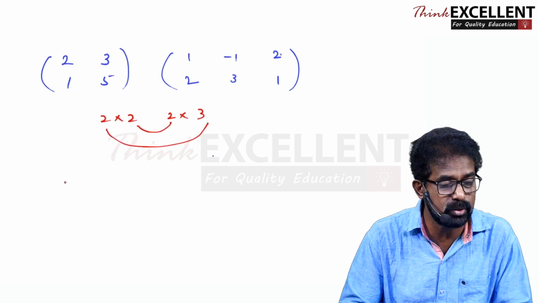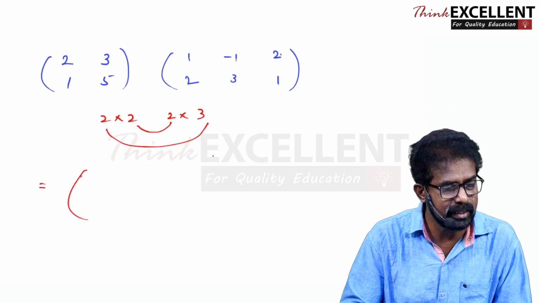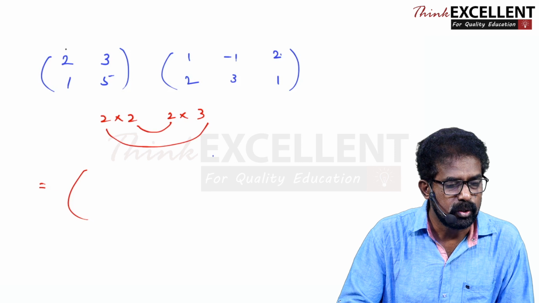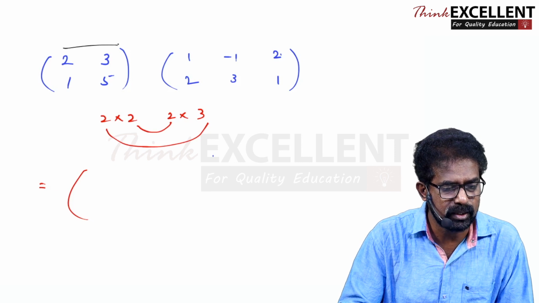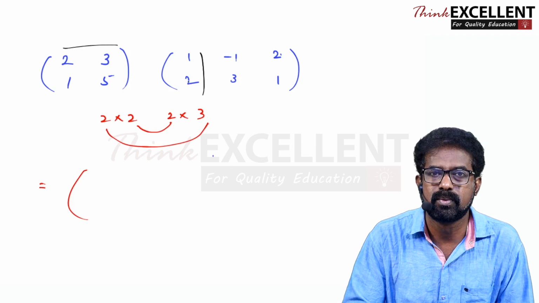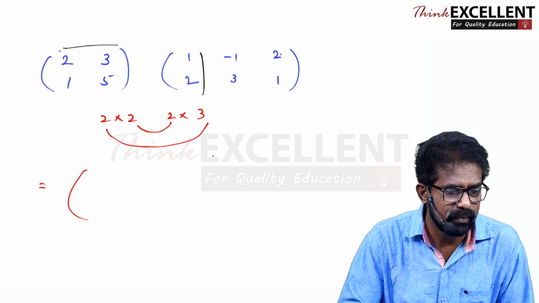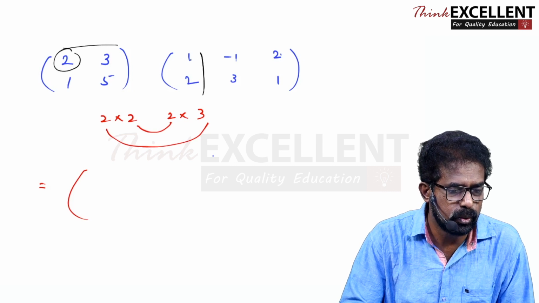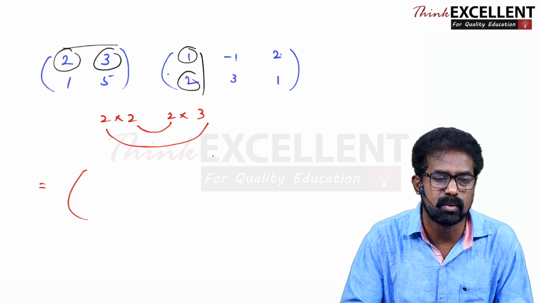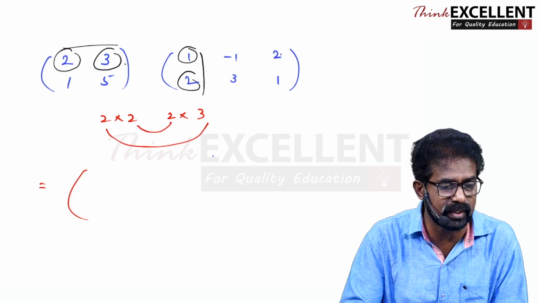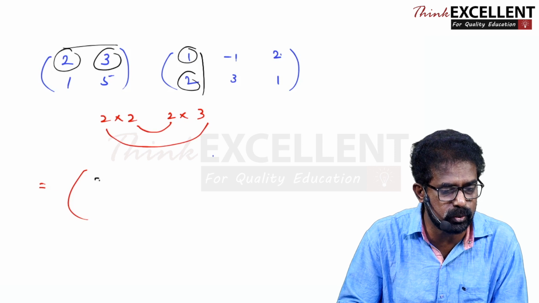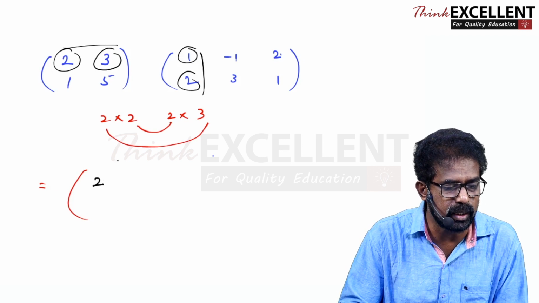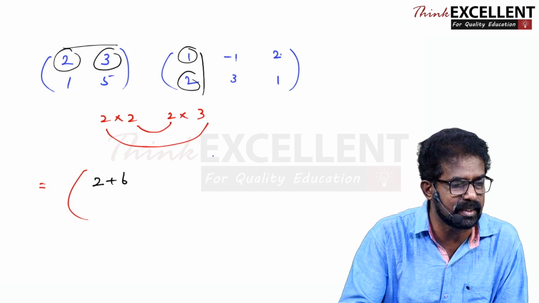So please listen how to multiply. Listen, entirely a different one. You take the first row, first column. What do you mean by that? First row, first column, 2 into 1 plus 3 into 2. 2 into 1 is 2 plus 3 into 2. 3 into 2 is 6. That is the first element.